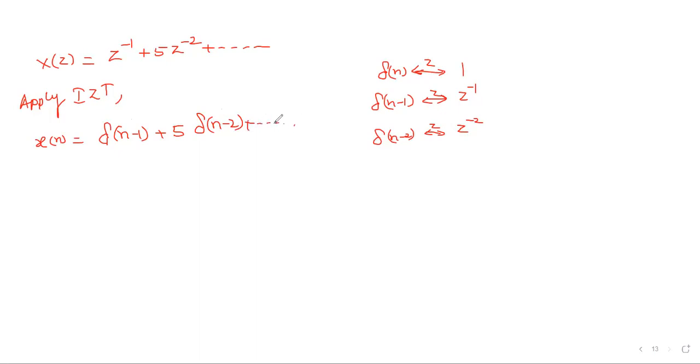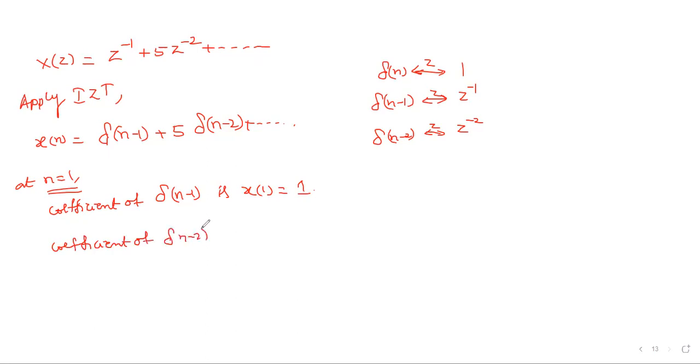What are they asking? X of 1. That means at n equal to 1. Where is n equal to 1? Del of n minus 1. What is the coefficient? The coefficient of del of n minus 1 is x of 1. How much did we get? 1. The coefficient of del of n minus 2 is x of 2. What is the value? 5. Like this, you can get the values of the inverse Z transform.